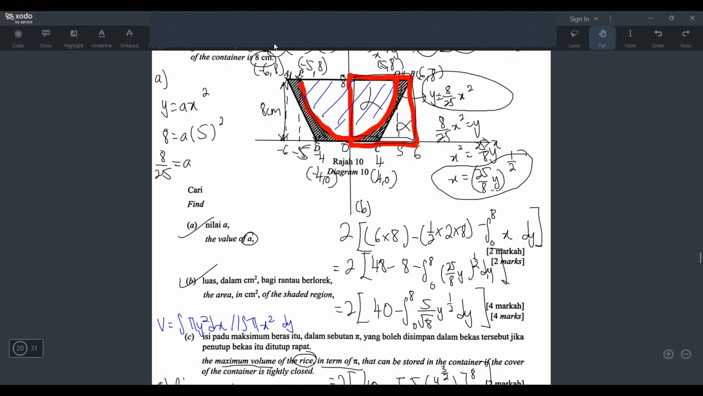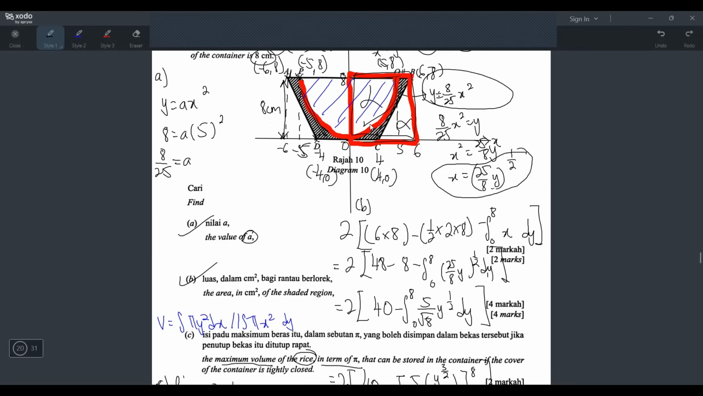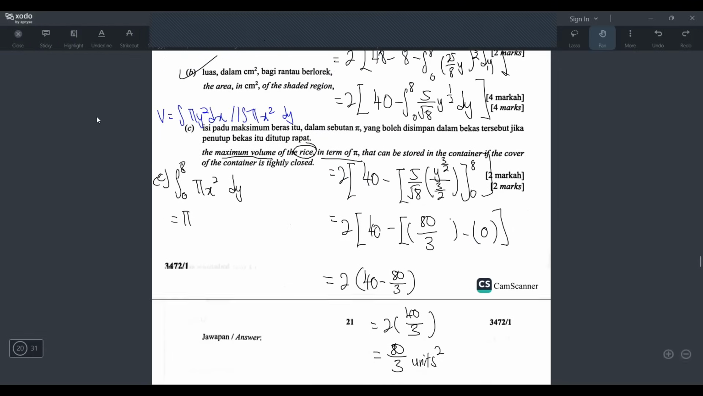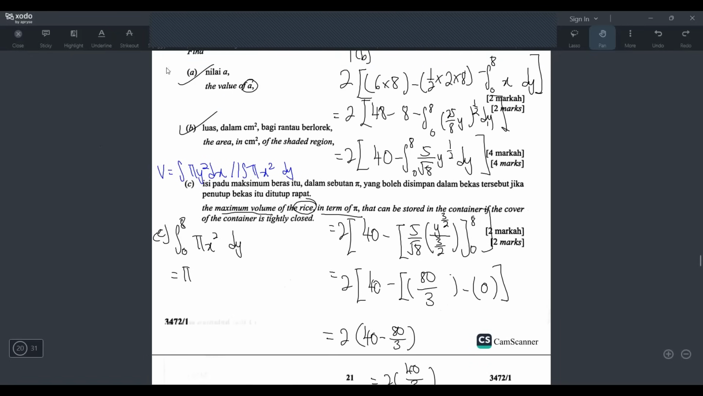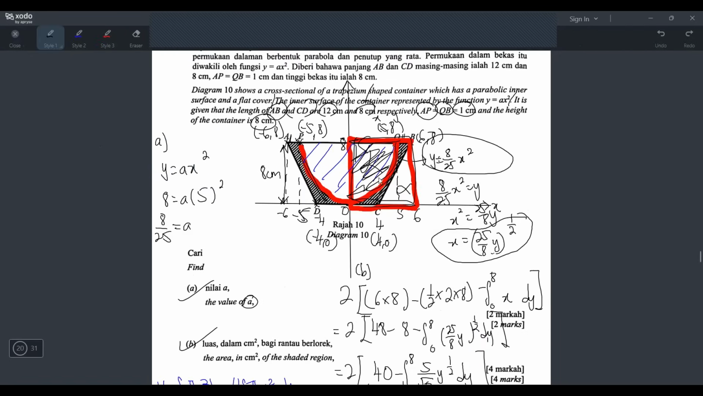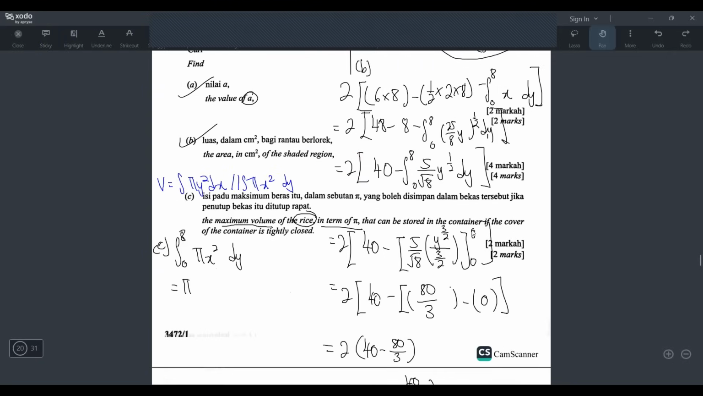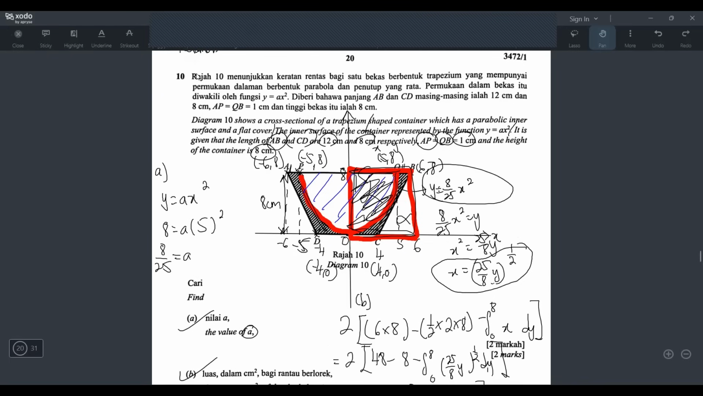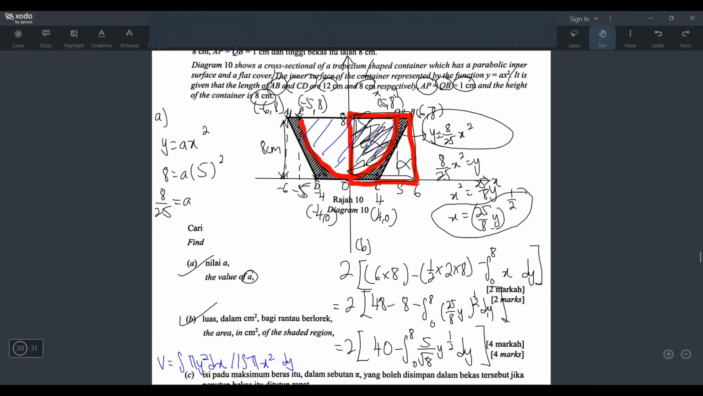Because you integrate the curve towards the y-axis from 0 to 8, right? 0 here, 8 here. And let me tell you what you are basically doing here. You are finding the volume of this side after you rotate 360 degrees about the y-axis, right? And what the question wants is the volume of rice if the cover is tightly closed. So when you take this and rotate 360 degrees, you will get the answer.